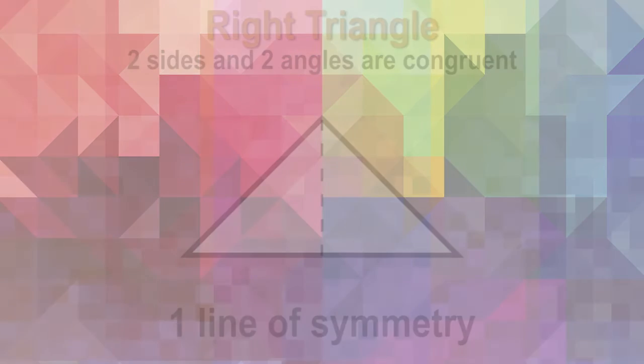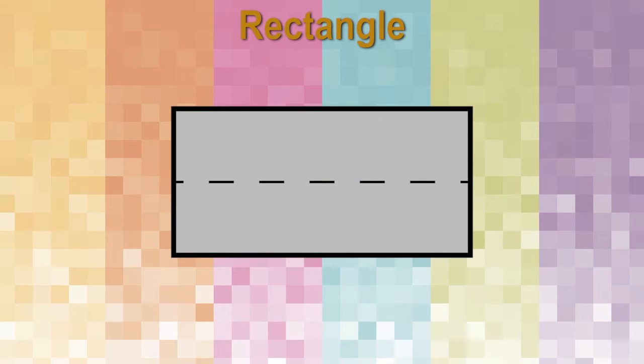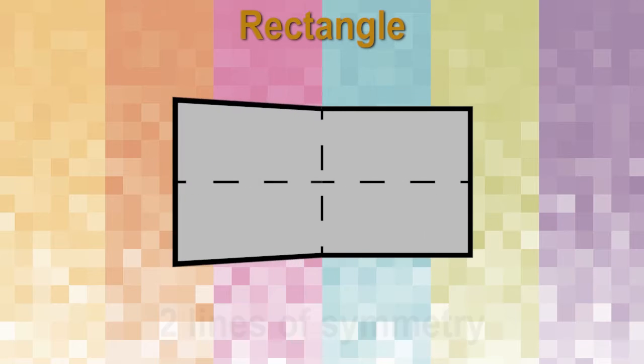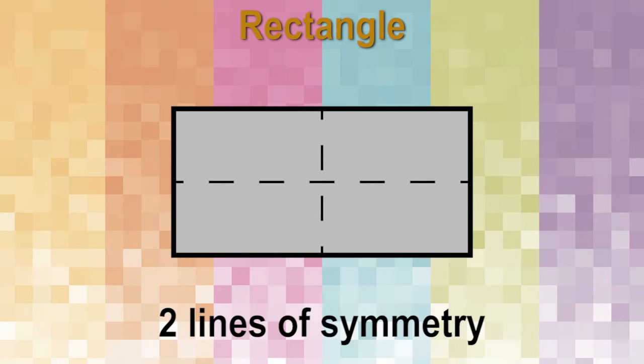For our last example, let's look at a rectangle. Is there a line of symmetry on a rectangle? If so, where is it? Let's try folding the rectangle in half on the shortest side. Is there more than one line of symmetry? Can the rectangle be folded diagonally to find the line of symmetry? No. Now let's try folding the rectangle on the longest side. We can see that a rectangle has 2 lines of symmetry.